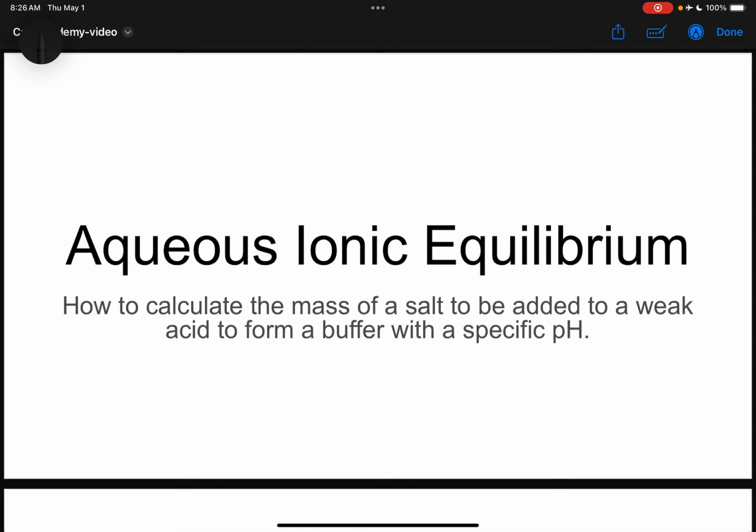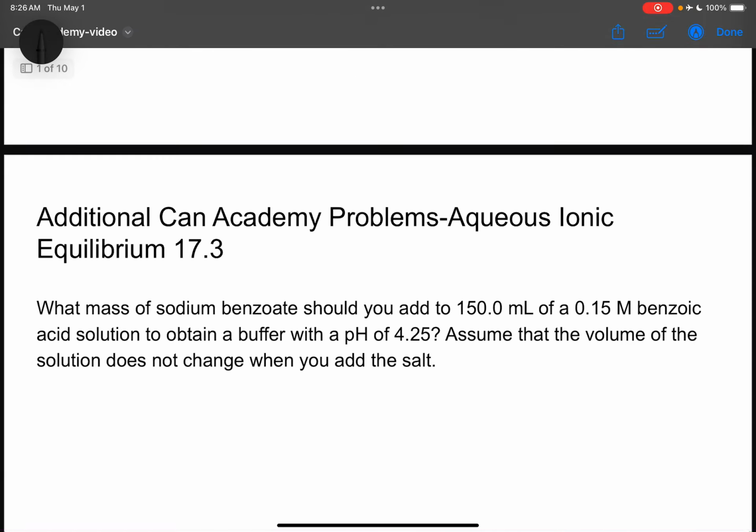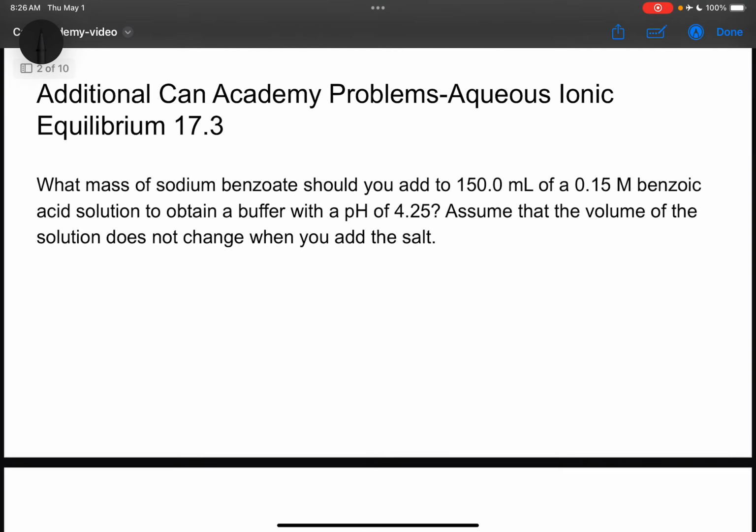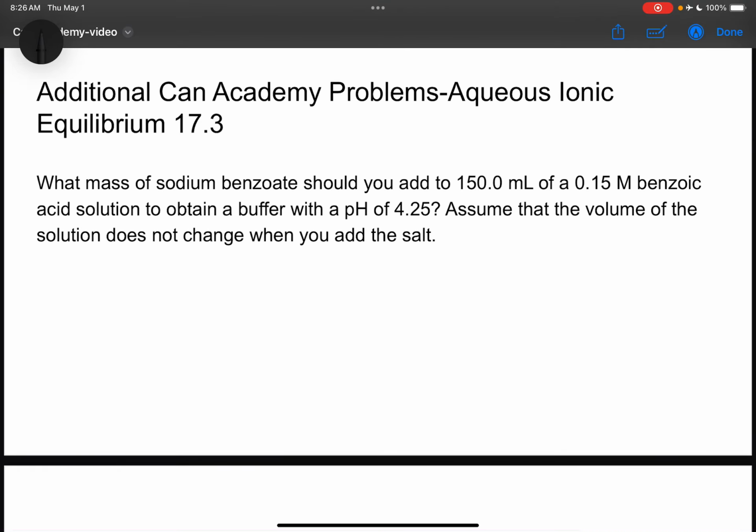Hello, my name is Mark, and in this video I'm going to talk about aqueous ionic equilibrium, specifically how to calculate the mass of a salt to be added to a weak acid to form a buffer with a specific pH. The problem that I will be using is problem 17.3 from Khan Academy problems posted on Moodle. Let's go through this problem so you can see what you are being asked.